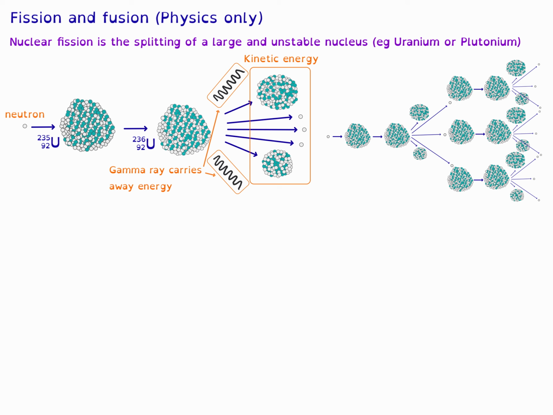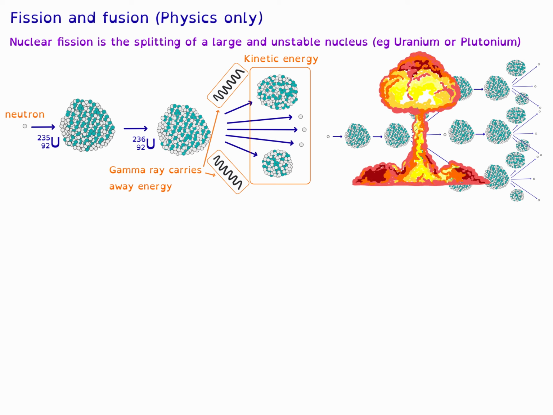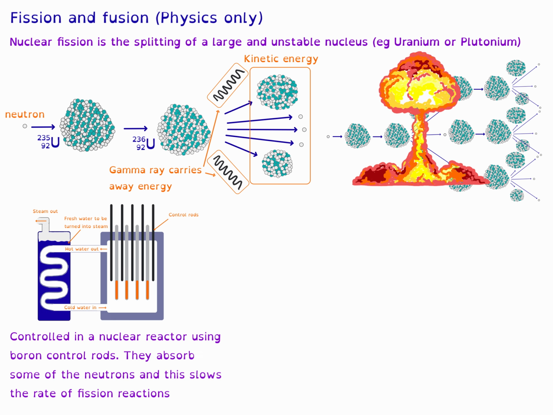However, if the reaction is uncontrolled, large amounts of energy are released, and this is not desirable. Fission reactions are prevented from going out of control in nuclear reactors by using boron control rods. They absorb some of the neutrons, and this slows the rate of fission reactions.